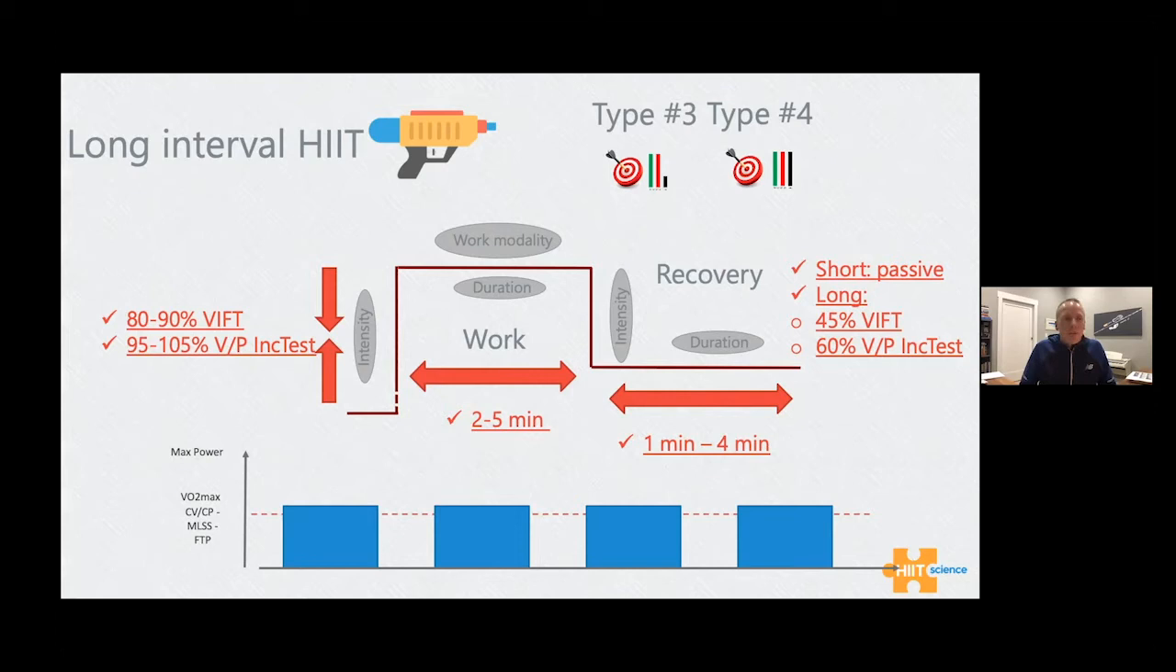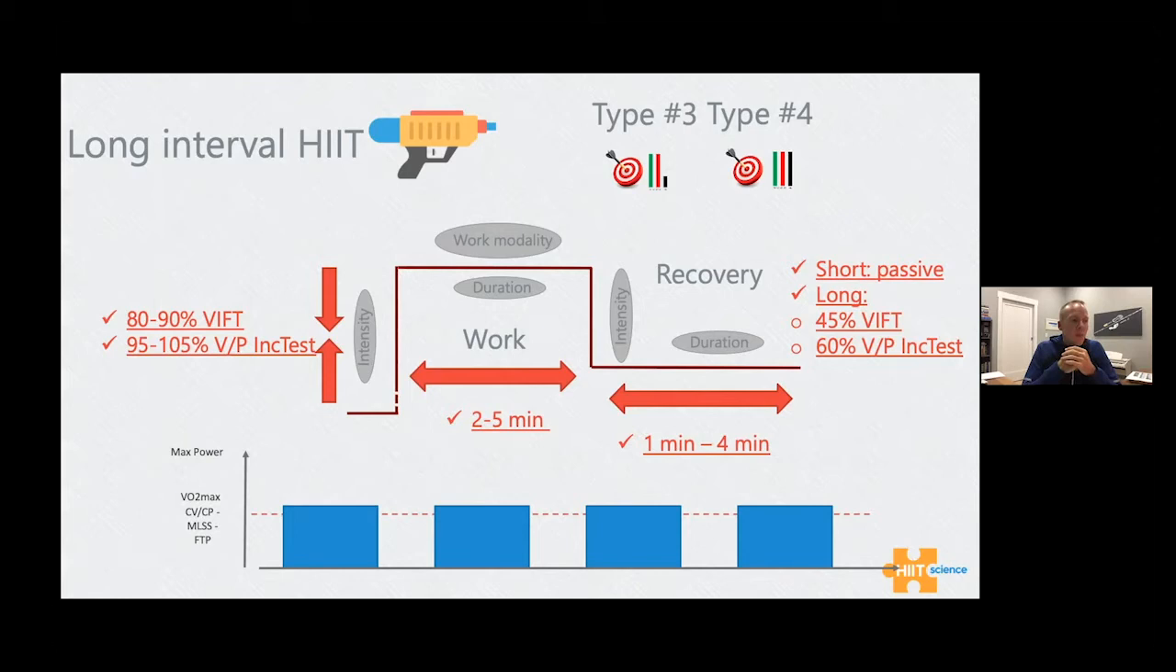Again, for both of these, we're going to be eliciting either a type 3 or a type 4 response. If it's a type 3 response, this is going to be more on a cycle ergometer, because, as mentioned with that example, we're lowering the neuromuscular strain. It's not as detrimental on our system. It would be type 4 if we are on the track or on the road, because of the neuromuscular strain that's actually going to be occurring. Okay, so that's basically the long interval.